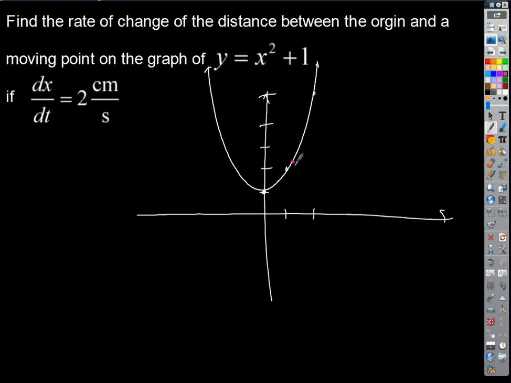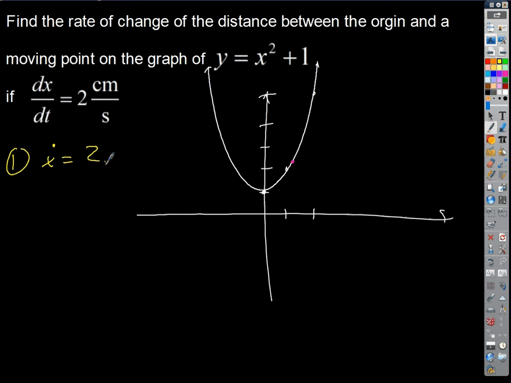Make a snapshot. Snapshot values. Well, there's only one value that's given to us. X dot is 2. There you go. So we know x dot is 2. So step one, x dot equals 2. What are we trying to find? Y dot? Not exactly.